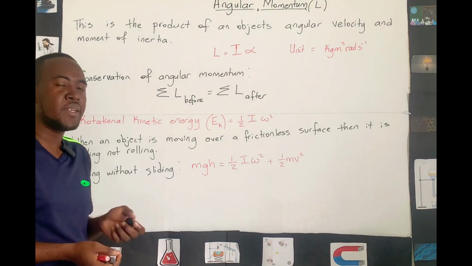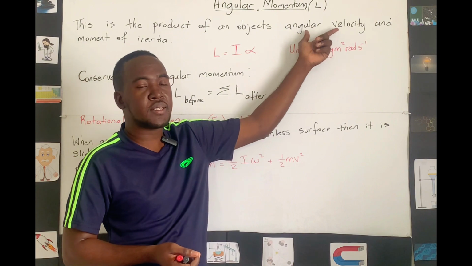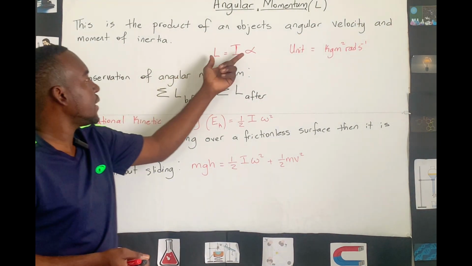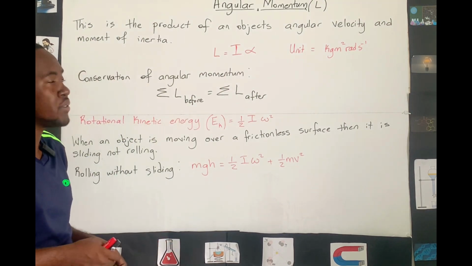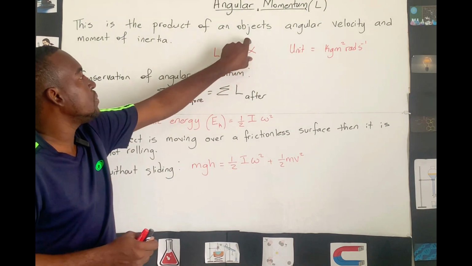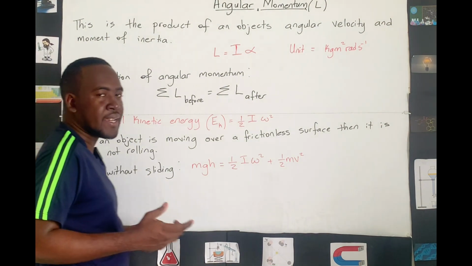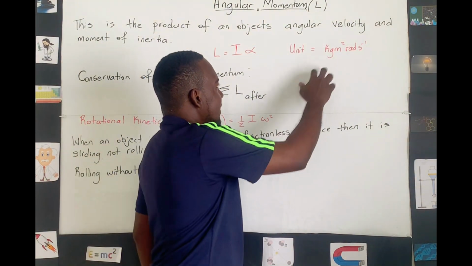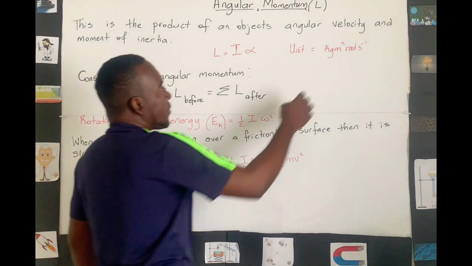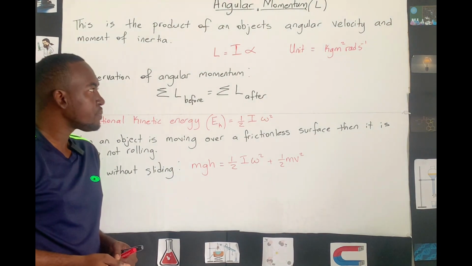So that's what angular momentum has to do with. More specifically, it has to do with the product of the angular velocity and the moment of inertia. We get that L, which is angular momentum, is equal to I, the moment of inertia, times omega, which is your angular velocity. Hence, we know that the SI unit of angular momentum is kilogram meter squared, which is the unit for moment of inertia, per second, which is the unit of angular velocity in rad per second.